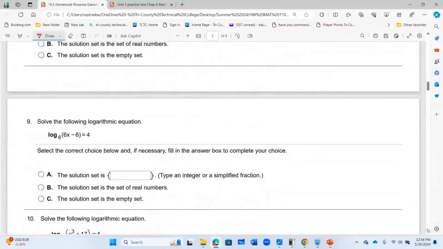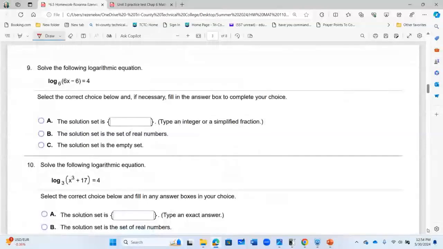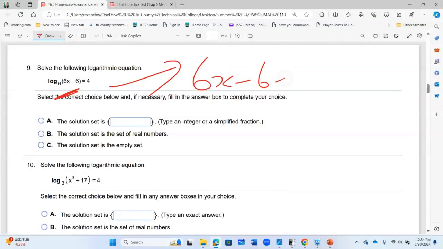Let's look at number 9. Number 9 is not even base 10. So this is number 9, and it is not base 10. So I can change it back to exponential function. All the manipulations you have to do, remember you have to apply the laws of logarithm. So I can change this back to exponential function. So the argument 6x minus 6 is equal to 6 to power 4.